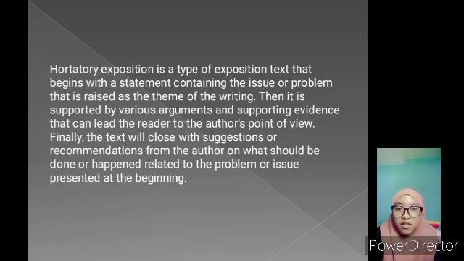And then there is hortatory exposition. Hortatory exposition is a type of exposition text that begins with a statement containing the issue or problem that is raised as the theme of the writing. Then it is supported by various arguments and supporting evidence that can lead the readers to the author's point of view. Finally, the text will close with suggestions or recommendations from the author on what should be done or happen related to the problem or issue presented at the beginning.